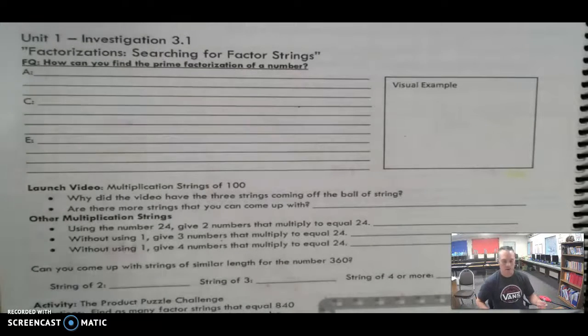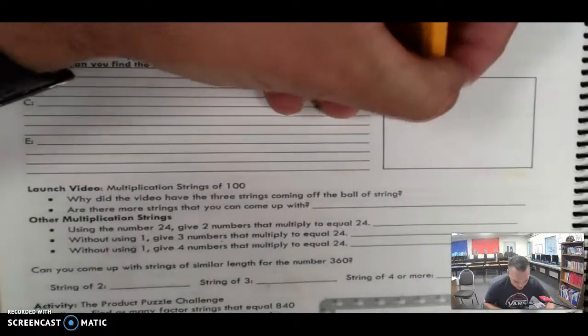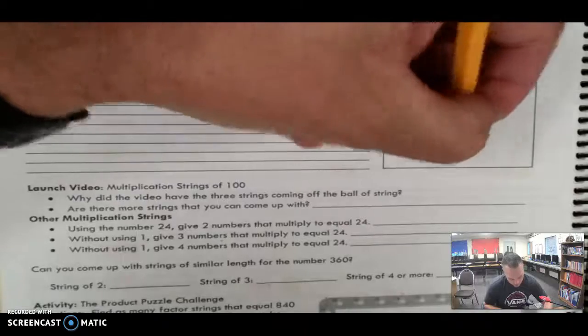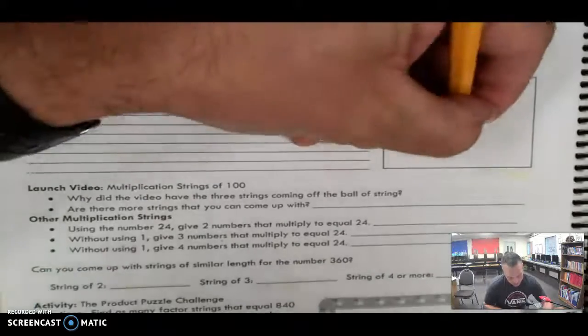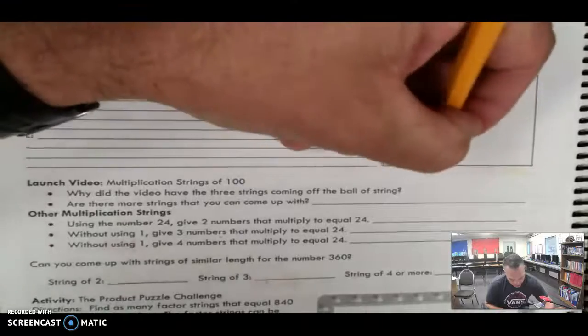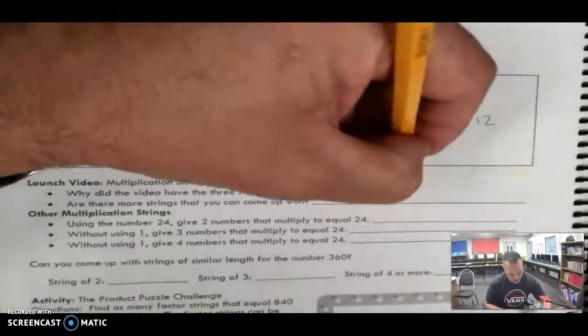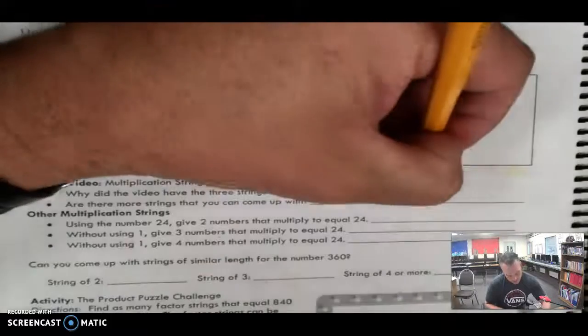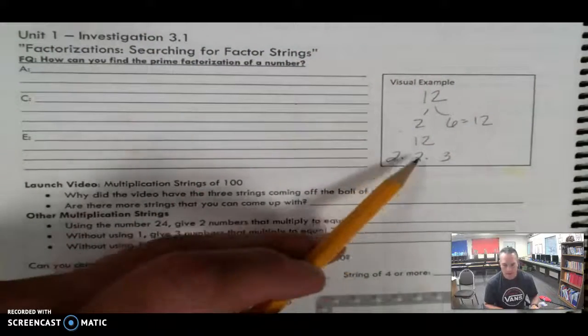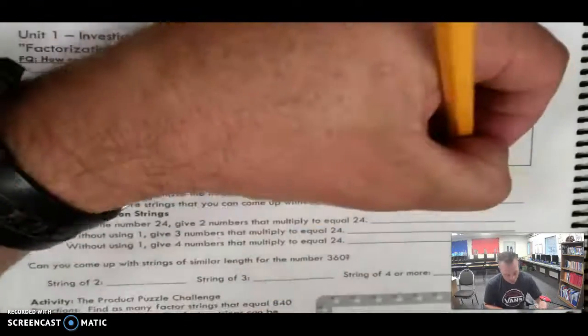So today, here we go, is about searching for factor strings. And a factor string are numbers that are multiplied together to make a product. So think about the number 12. Well, a short factor string would be 2 times 6, right? That equals 12. A longer factor string would be 2 times 2 times 3. And so it's 4 times 3 makes 12 again.